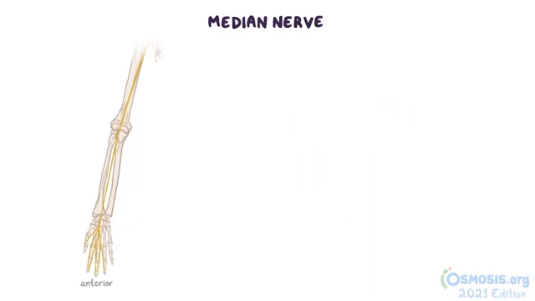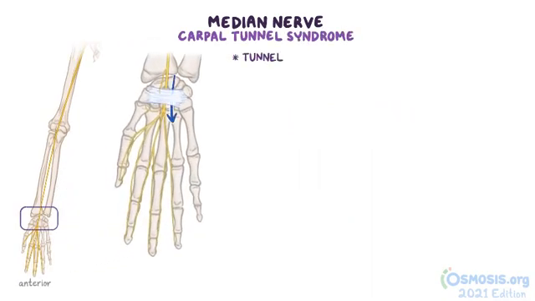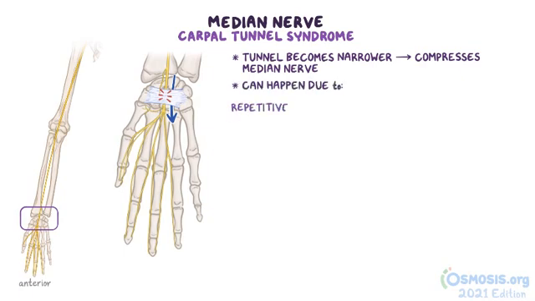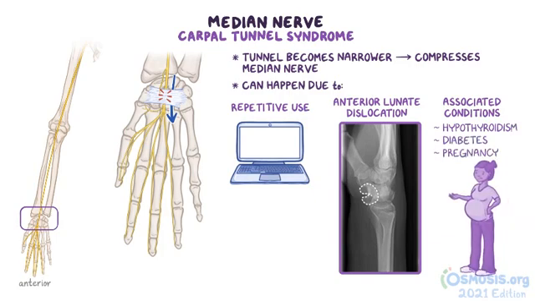The most common cause of median nerve injury is carpal tunnel syndrome, which is when the tunnel in the wrist through which the median nerve passes becomes narrower and compresses the median nerve. This can happen due to repetitive use, like typing on a keyboard, injuries like an anterior lunate dislocation, or it can be associated with conditions such as hypothyroidism, diabetes, or pregnancy.